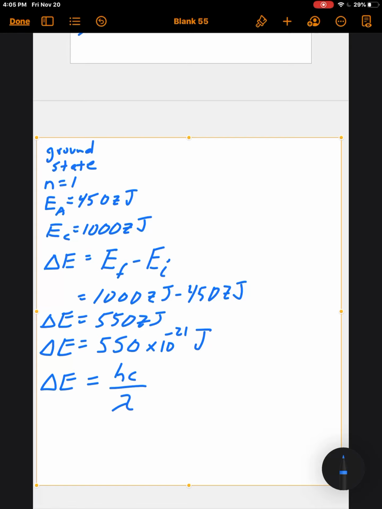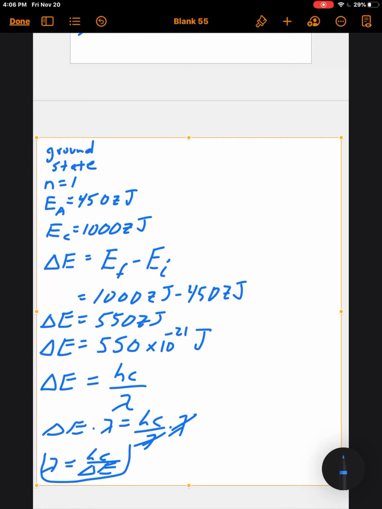in this case absorbed. Let's do our algebra. Multiply both sides by lambda. Okay, so that gives us just hc on the right side, right? Divide both sides by delta E. And there we go. We can use that right there. So now it's just a matter of putting everything in there, and we'll have it in terms of meters. I'll show you how it's in meters here.